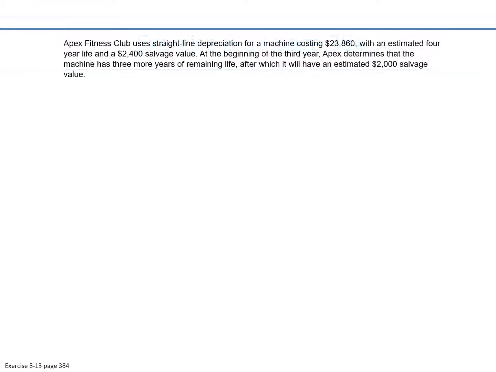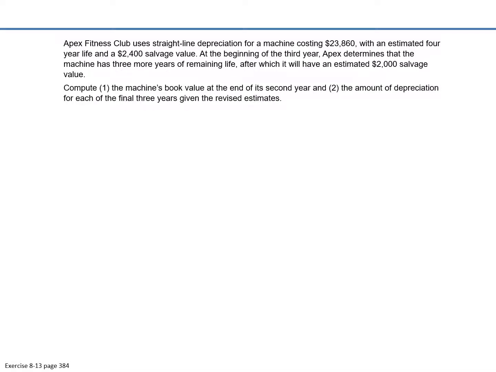All right, exercise 813. Apex Fitness Club uses straight line depreciation for a machine costing $23,860. Estimated 4-year life, $2,400 salvage value. At the beginning of the third year, Apex determines the machine has 3 more years remaining, after which it'll have an estimated $2,000 salvage value. So, compute the machine's value at the end of the second year and the amount of depreciation for each of the 3 final years, given the revised estimates.